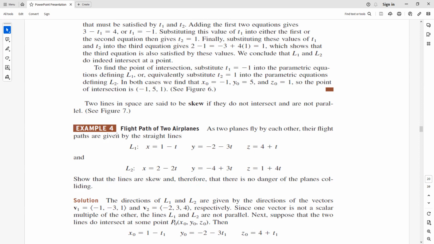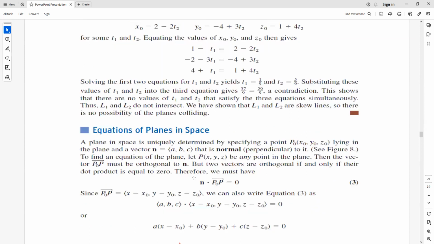So this is Example 4, flight paths of two airplanes. You can solve it by yourself. Line 1 and line 2 are given, and we have to see whether these are intersecting or not.